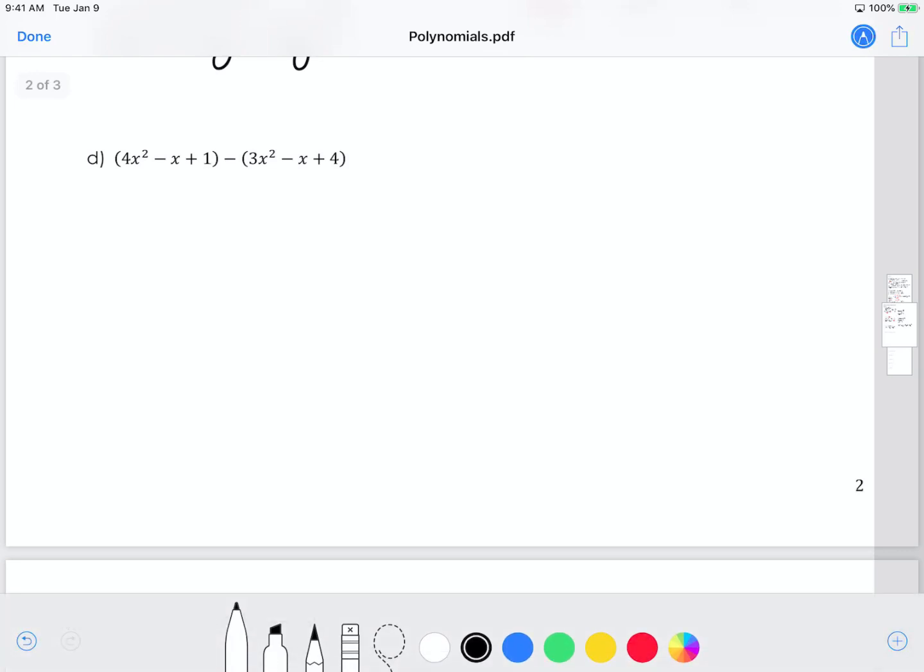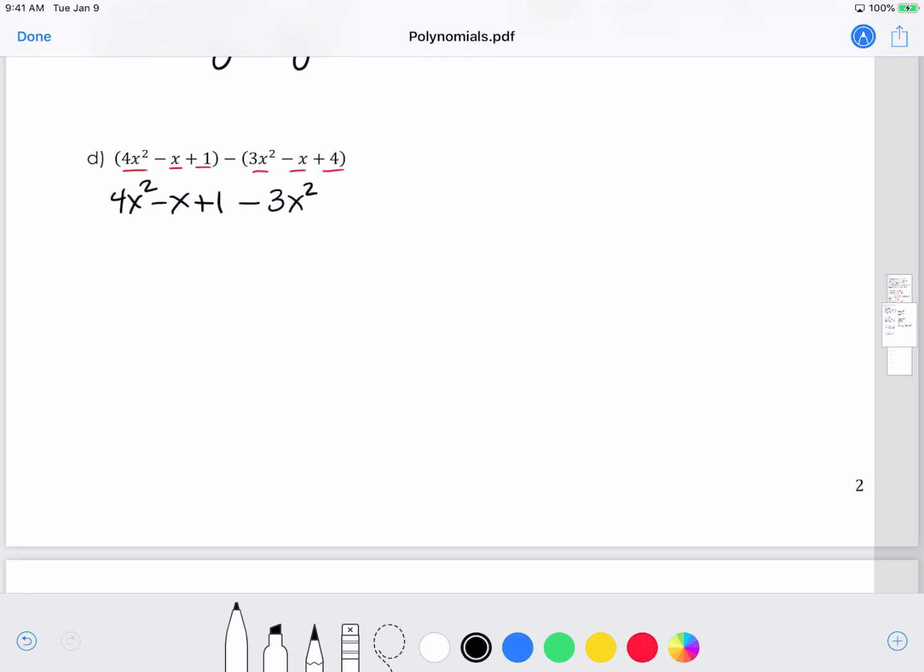Okay, and then in the last example for practicing addition and subtraction and combining like terms, we have another subtraction problem where I have a trinomial, because I have 3 terms, and I'm subtracting another trinomial. Because I'm subtracting the entire polynomial 3x squared minus x plus 4, I have to remember to distribute that minus 1. So I have 4x squared minus x plus 1, and I'm going to subtract 3x squared.